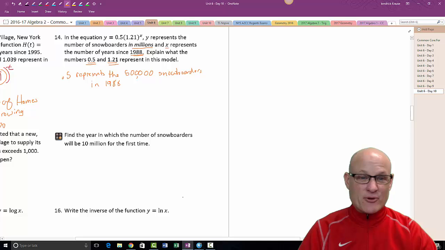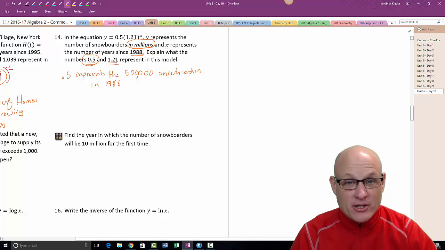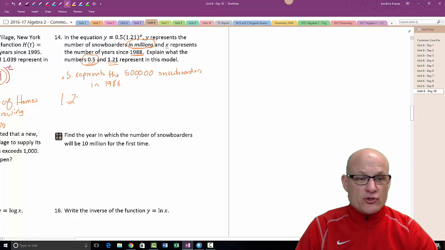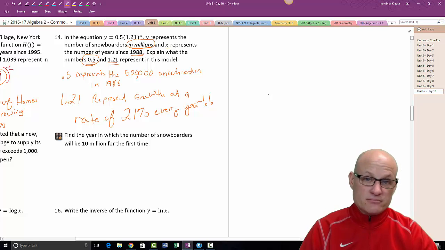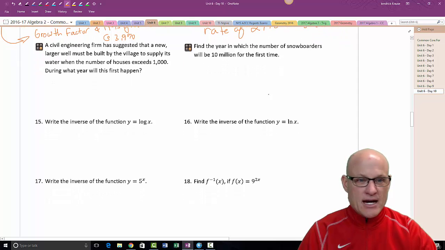Now, where did 500,000 come from? Remember, this is 0.5 in millions. So what does that mean? It means 500,000. The 1.21 represents growth at a rate of 21% every year. Wow, that's huge. But I was just on the slopes the other day, and yeah, there's a lot of people on the slopes using snowboards. Kind of crazy.